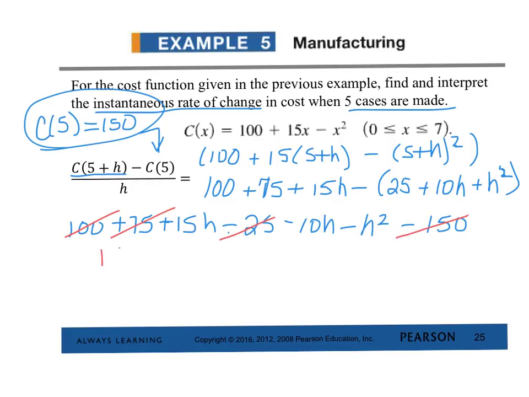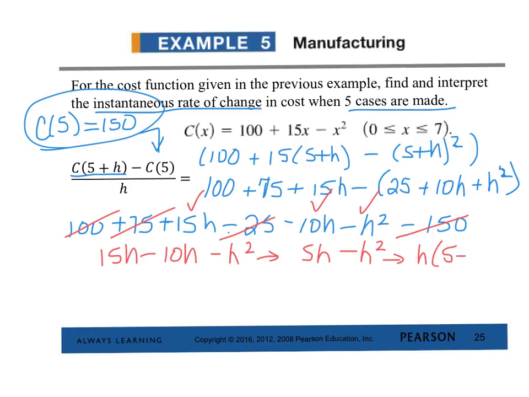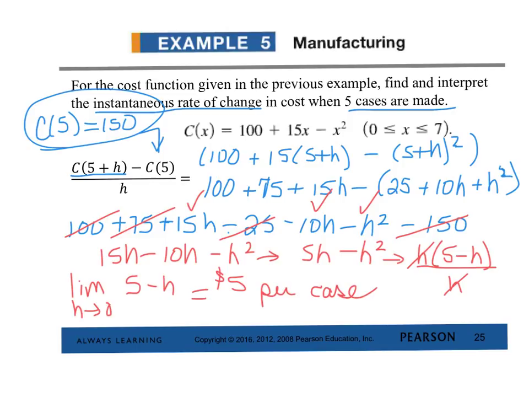And that leaves us then with 15h minus 10h minus h squared. And 15h minus 10h is 5h minus h squared. And if I factor out that h, and then I divide by h, then what I have is my marginal cost function. The limit as h approaches 0 of 5 minus h is equal to 5, and that's going to be $5 per case.